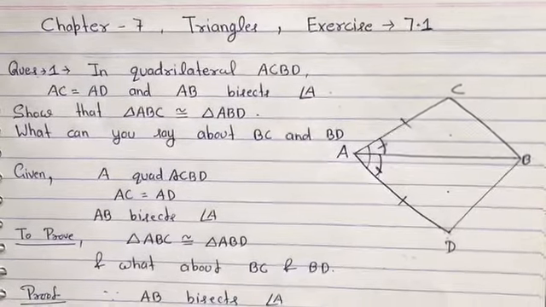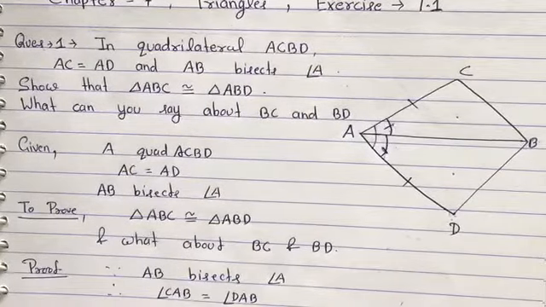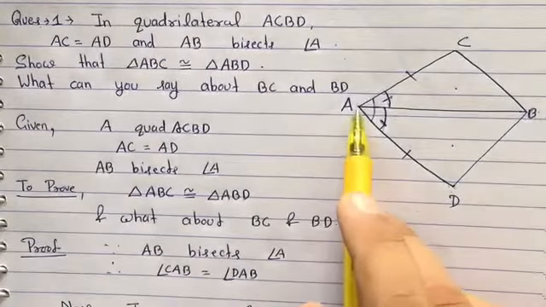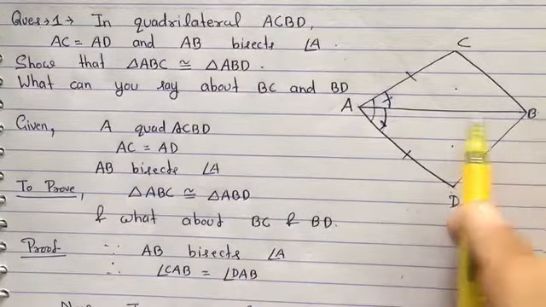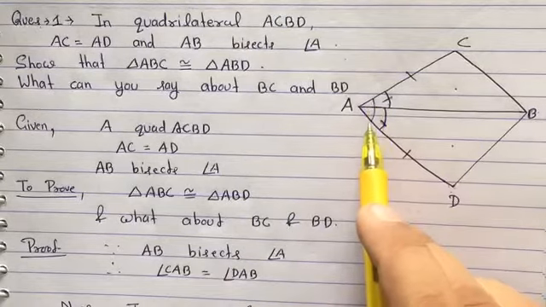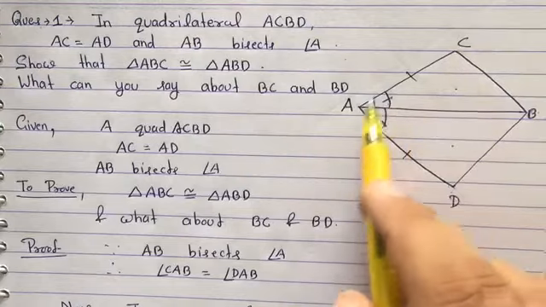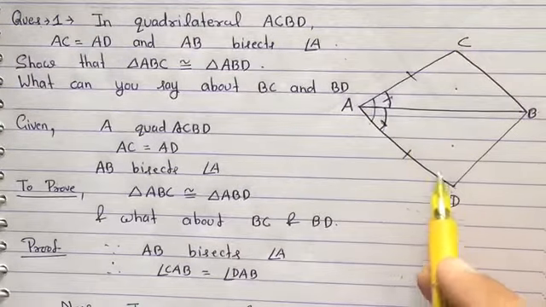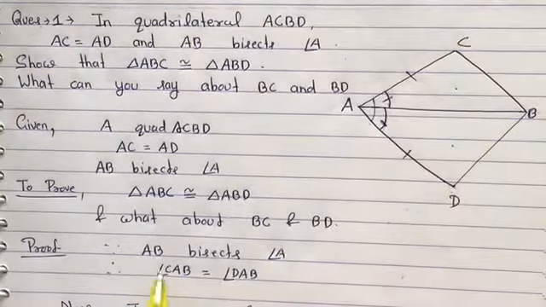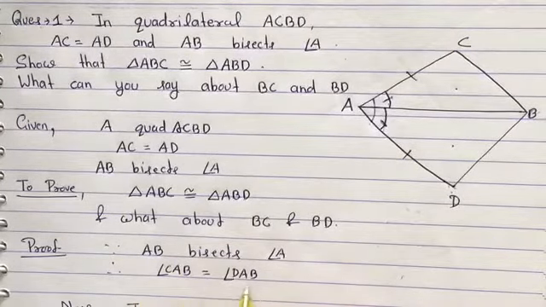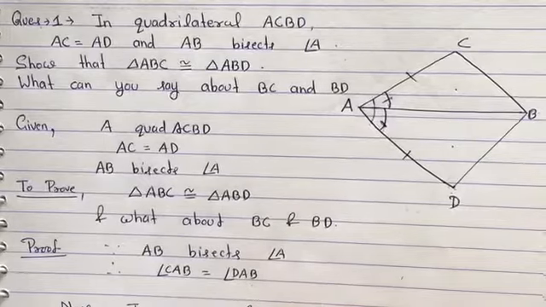First of all, since the question is saying that AB bisects angle A, that's why angle CAB is equal to angle DAB. This thing is written here: AB bisects angle A, therefore angle CAB is equal to angle DAB.